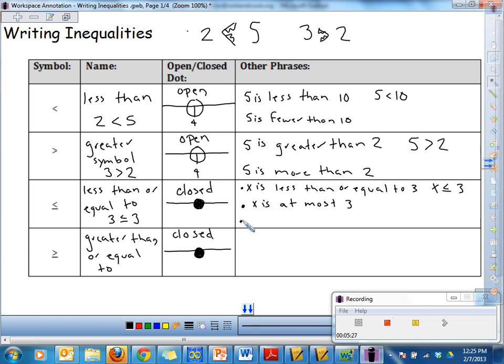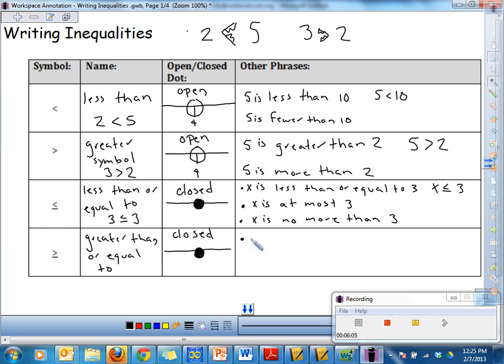Let's do another example. Let's say you might see something like x is no more than 3. X is no more than 3. So let's use our same tutoring example. If I said I want no more than 3 students in my room to tutor, what that means is that I don't want any more than 3 kids. If I have 3 kids, is it okay? Yes. But I don't want any more than that, so I'm going to use a less than or equal to symbol.